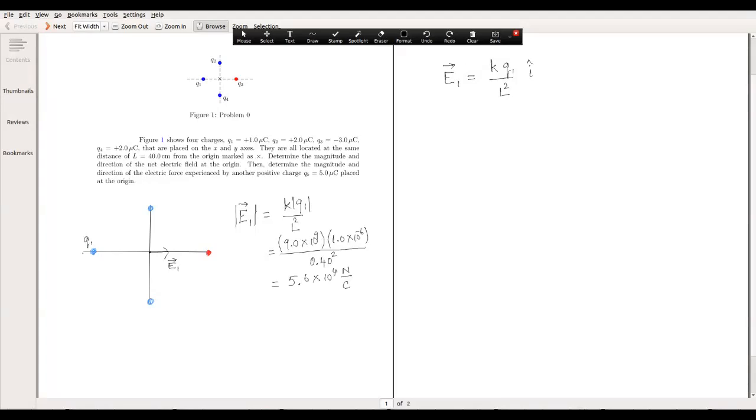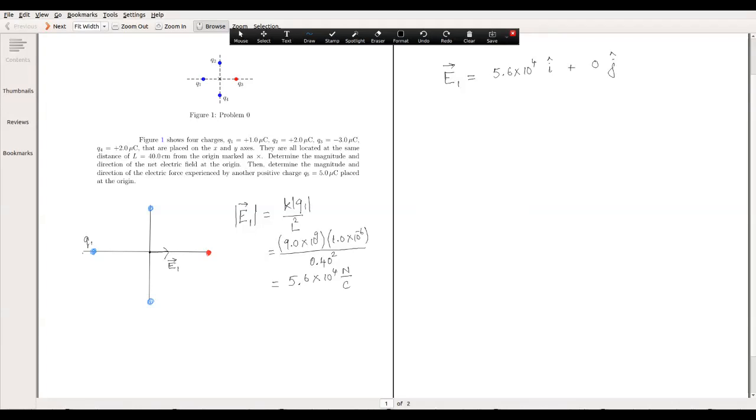So here, this number, let me write this as a number. This will be equal to 5.6 times 10 raised to 4 i hat plus 0 j hat. That's your direction of electric field, E1.